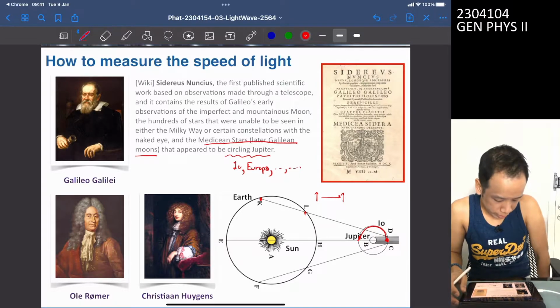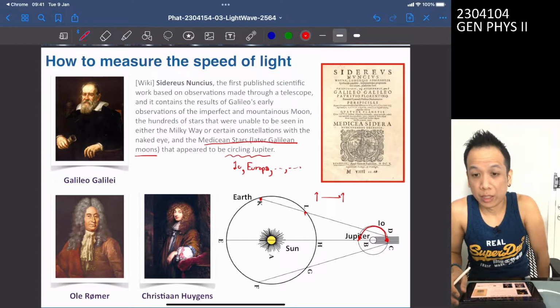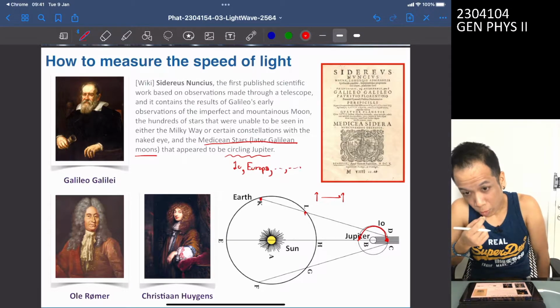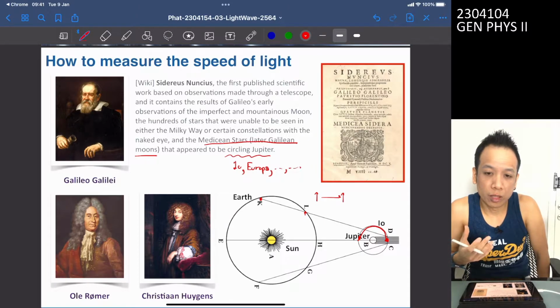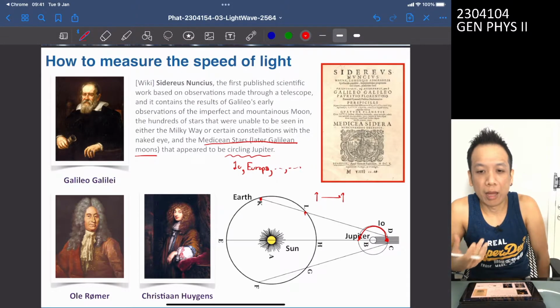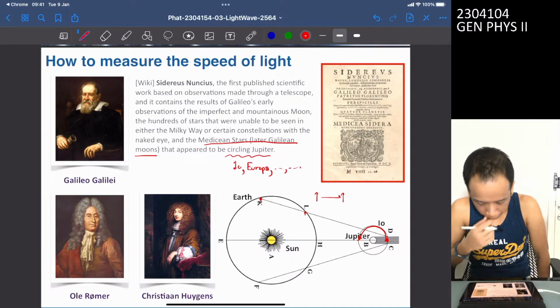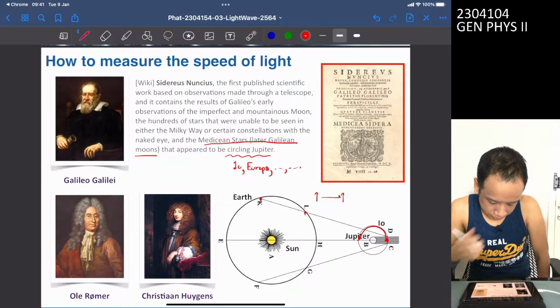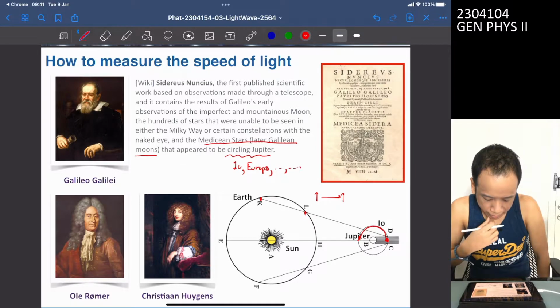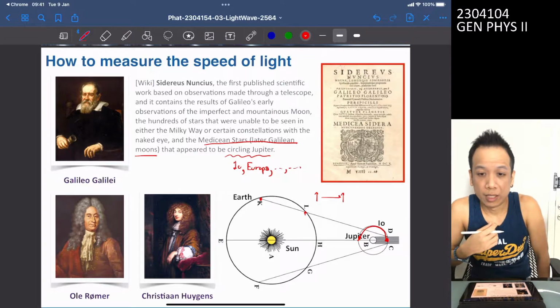So who did calculate? It's Christian Huygens. He used the Romer table, let's say the data that Romer collected, and tried to calculate back the speed of light. In that period, they had some knowledge to estimate the distance that Earth circulates around the sun. So he used that number, calculated back, and got the speed of light.